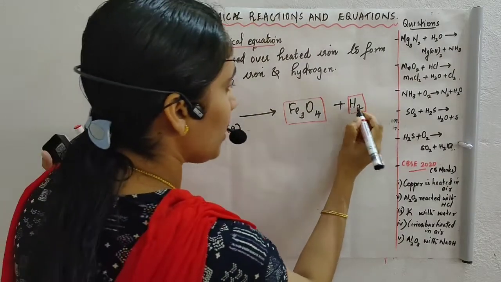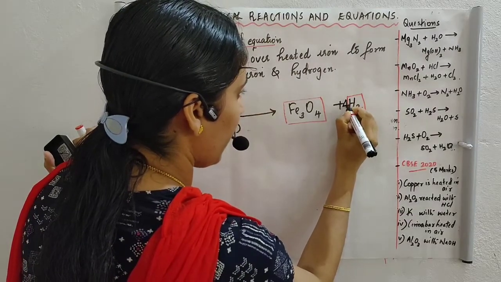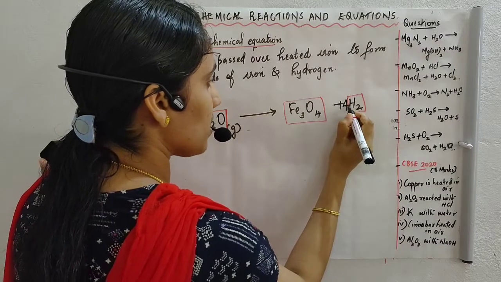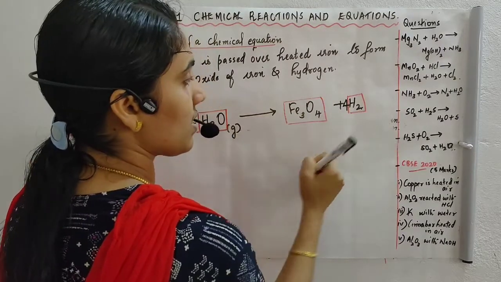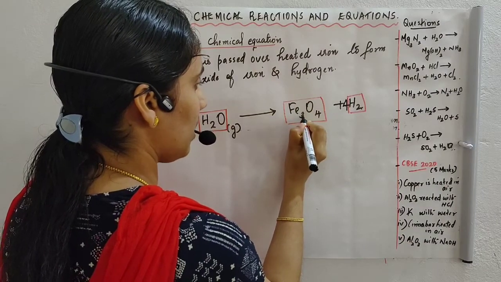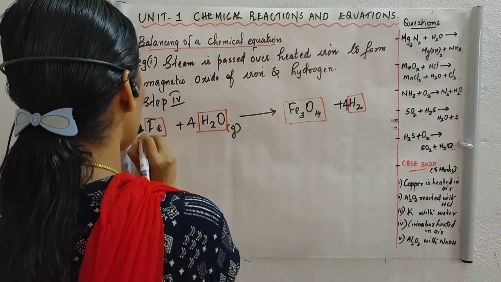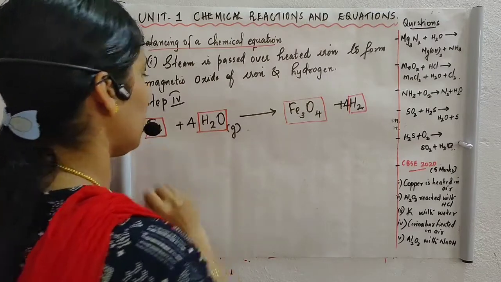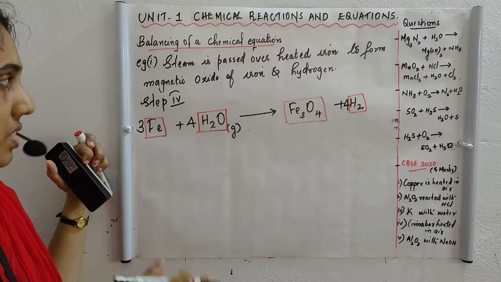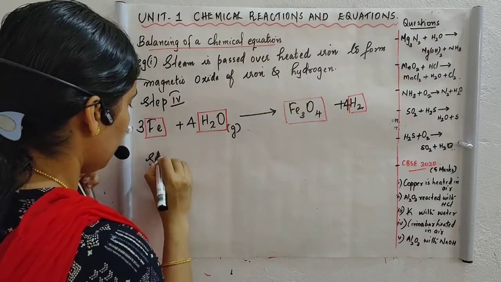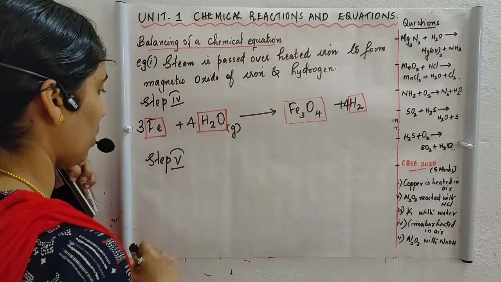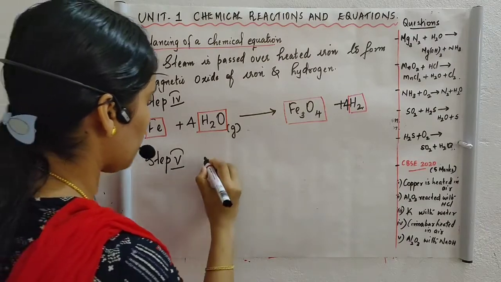This side only 2, so to make it 8, you can put a 4 here too. So the number of hydrogen is balanced, it is 4 into 2, that is 8. Then you can see here the iron number is 3 on this side. So in order to make 3 iron, you can put a 3 here also. So this is the balanced chemical equation. After the same, you can check whether the equation is balanced or not. Check the correctness of the equation.